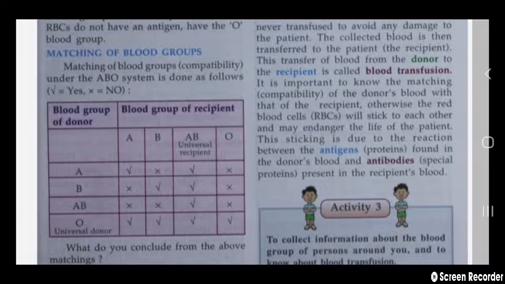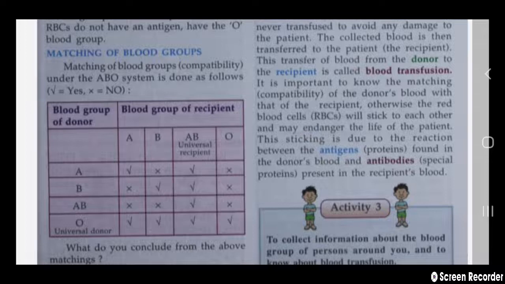But he can donate blood to B and AB. AB is the universal recipient; anyone's blood can be taken by that group. O, B and A cannot take AB blood. For an AB blood group person, anyone with blood group A or B can give blood to him, but he cannot give blood to them.